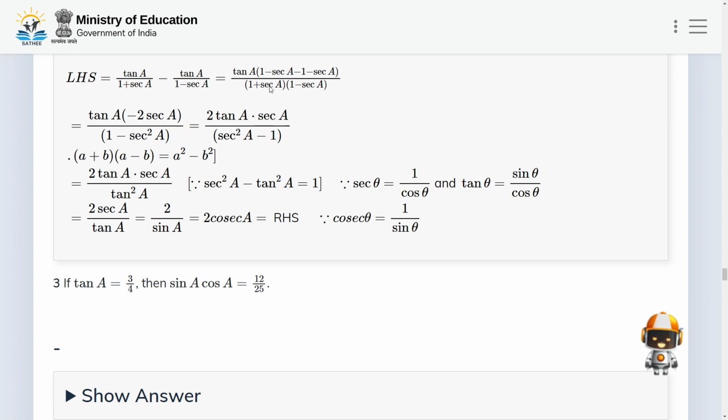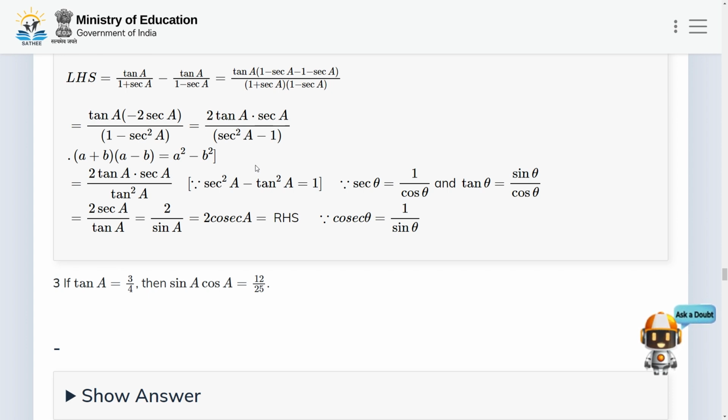Okay, and here in denominator 1 plus sec a into 1 minus sec a is equal to 1 minus sec square a. Since we know the identity a plus b times a minus b is equal to a square minus b square. Okay, so we get this is equal to 2 tan a times sec a divided by sec square a minus 1. Okay, and it is equal to 2 tan a into sec a divided by tan square a. Since we know the trigonometric identity sec square a minus tan square a is equal to 1.